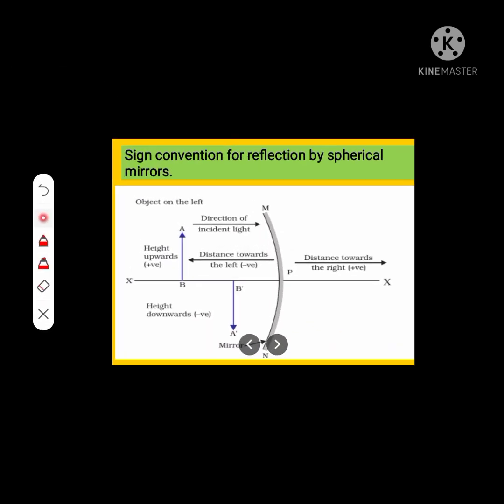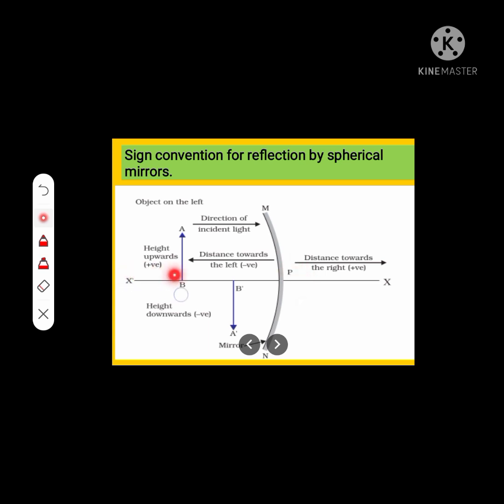Now let us discuss sign conventions for reflection by spherical mirrors. While dealing with the reflection of light by spherical mirrors, we shall follow a set of sign conventions called the new Cartesian sign conventions. In these conventions, the pole of the mirror is taken as the origin. This is the pole. We are considering this as the origin.